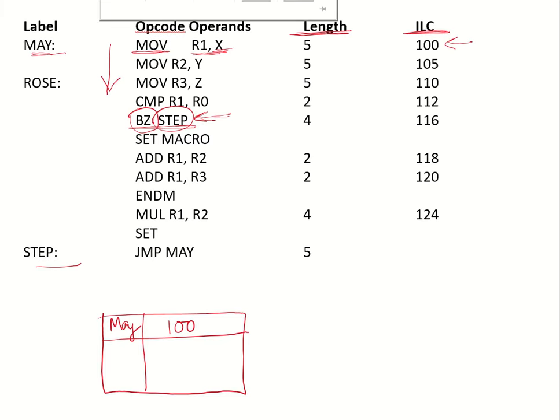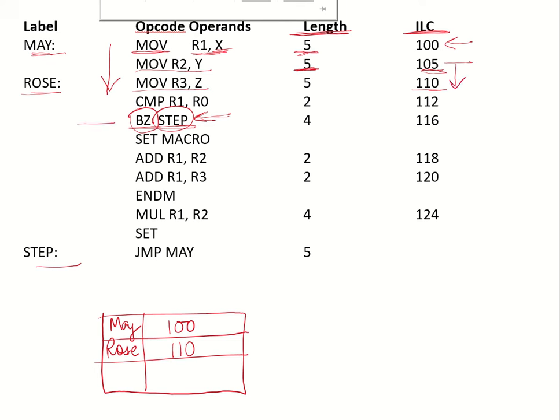As we can see, the length of this instruction is 5. So the ILC will be incremented by 5 and now the ILC has 105. There is no label over here, no symbol over here. As it comes to the third instruction, it sees a label rows. So rows will also be added to the symbol table along with its value 110. This has become 110 because the length of the second instruction was also 5. So 5 was added to 105 to make it 110.